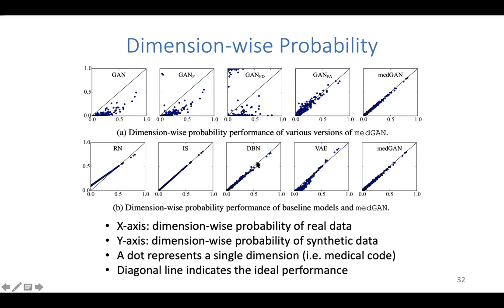As for the stacked restricted Boltzmann machine, AKA deep belief network, it seems to work well. VAE is a bit skewed here, but overall working pretty well. MedGAN is the same as here. So this was dimension-wise probability checking.